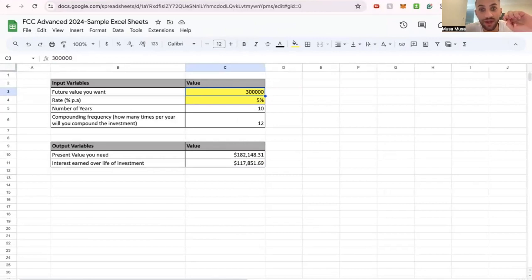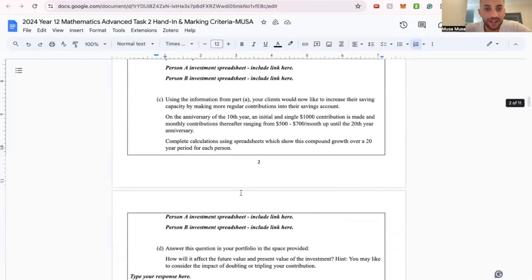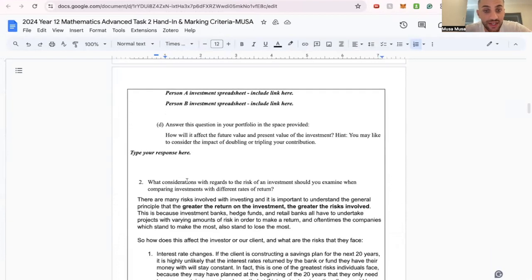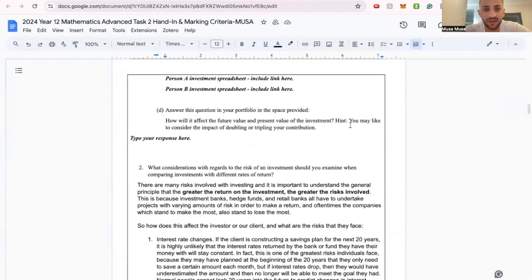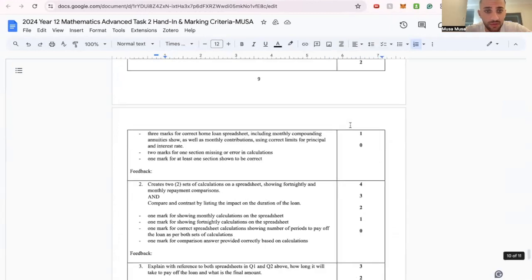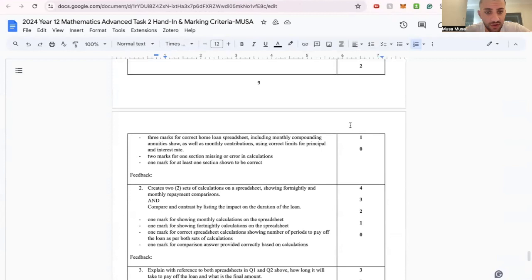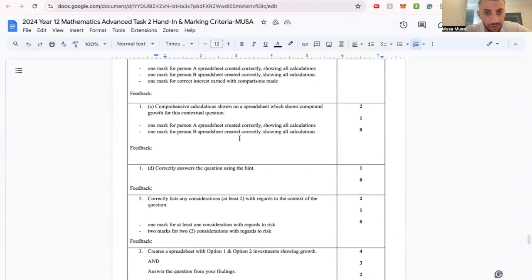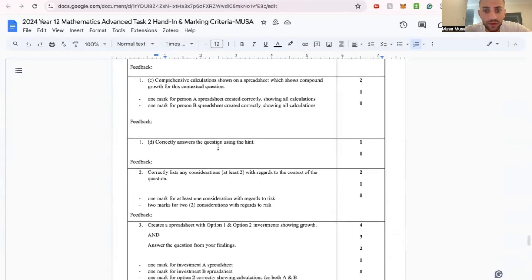That's the first part. So the next part says, using the information from part A, your clients, oh wait, hold on, part D, it says answer this question in your portfolio in the space below. How will it affect the future value and present value of the investment? You may like to consider the impact of doubling or tripling your contribution. So let's just read the marking criteria for question 1C, figure out what Carl Bruno wants. It says correctly answers the question using the hint.